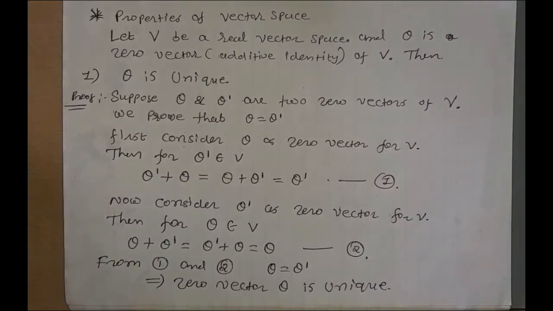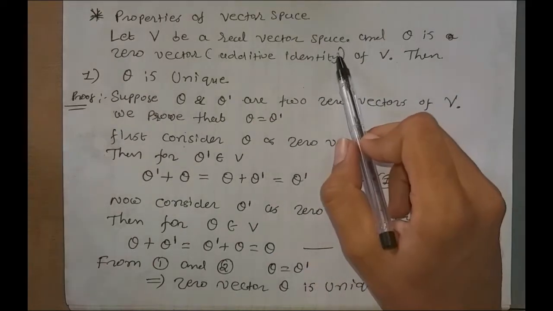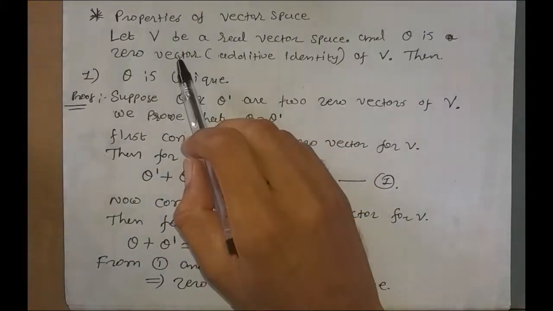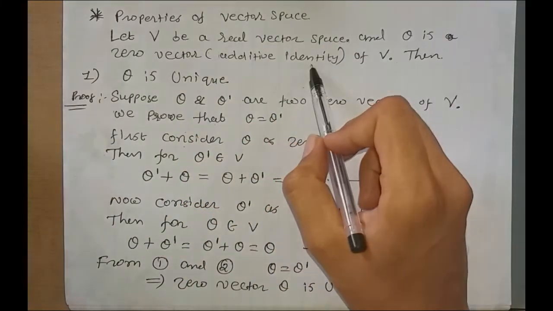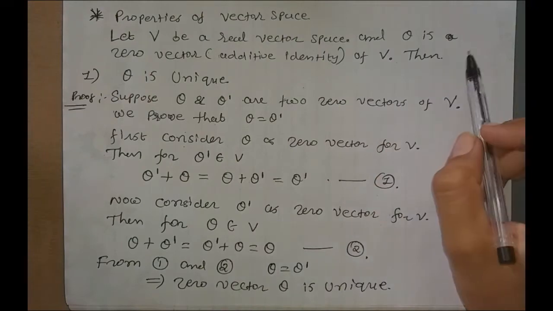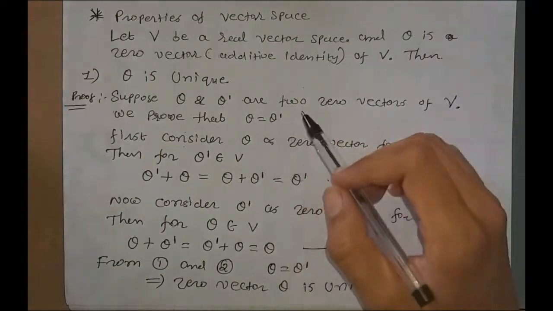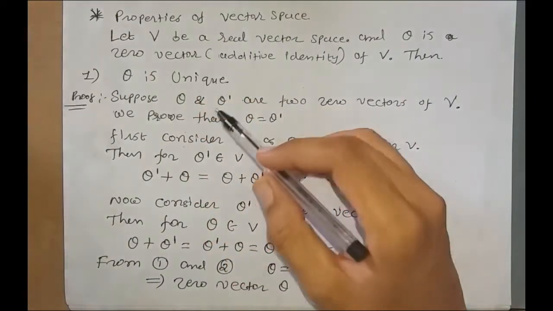In the last lecture, we discussed some examples of vector space. Now, in this lecture, we will discuss some basic properties of vector space. For that, let us consider V to be a real vector space and theta the zero vector, or we can say the additive identity of vector space V.